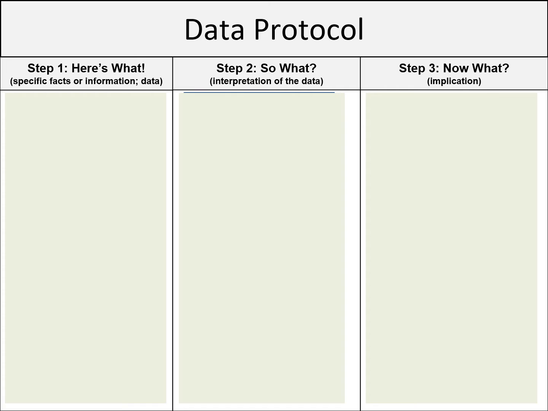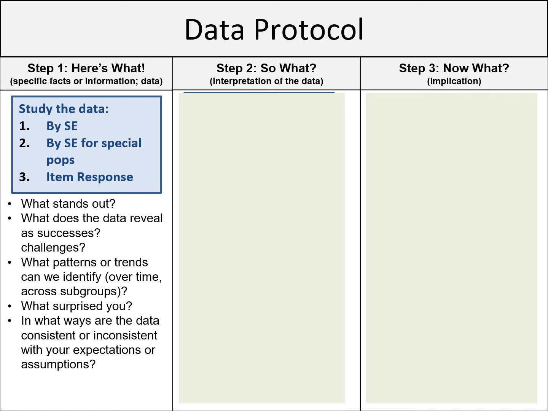Let me very quickly remind you of the data protocol process. You would start with step 1, here's what. That is when you write down specific facts or information when you're looking at the data. So what you'll do is study the data. Remember, you have 3 reports by SC for special populations, and then your item response, and then those are your guiding questions. Once you've done that, you move on to step 2.